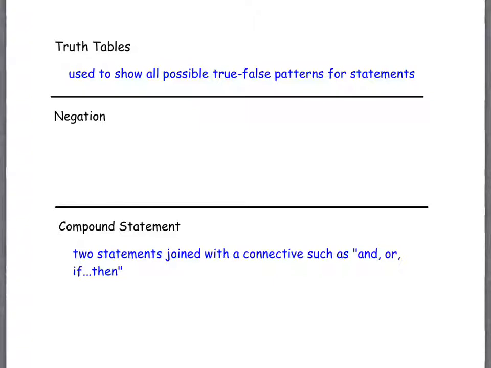Another idea in this section is that we're going to talk about truth tables. So truth tables are used to show all possible true-false patterns for a statement. So we're going to talk about a negation first. So if I have a statement called P, we already talked about the negation being called tilde P. So if the first statement is true, then the negation of the statement should be false.